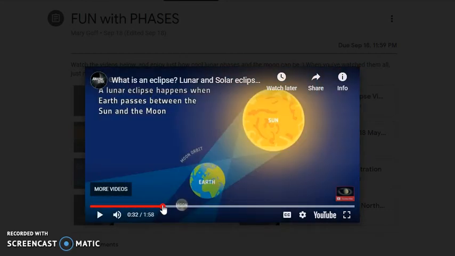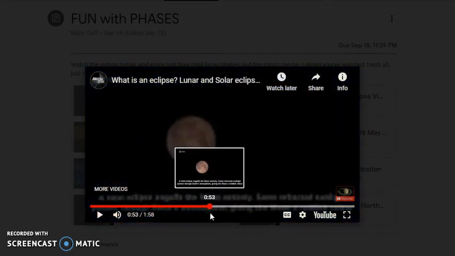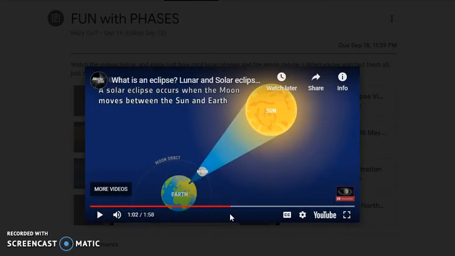Here we go. All right, lunar eclipses, like we said, full moon, moon passes through the Earth's shadow. You saw that in the time-lapse video earlier. Okay. And then we've got solar eclipses where the moon is actually directly between the sun and the earth, and the moon is casting a shadow on the earth.